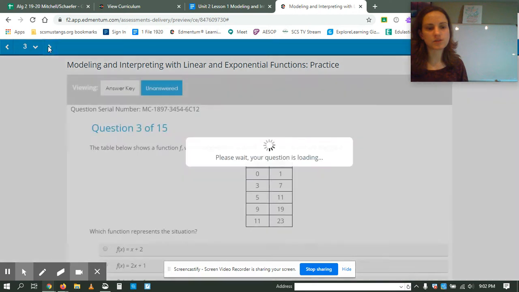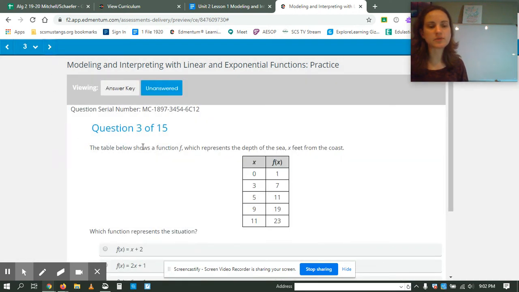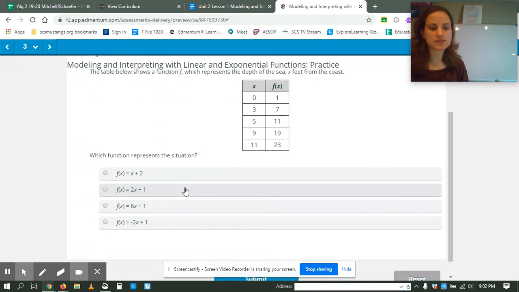Looking at question 3, the table below shows a function f which represents the depth of the sea x feet from the coast. And you take a look, we've got our table that they gave you. Which function represents the situation? And if you look, what they give us are all linear equations. So we don't have to make the decision about whether this is a linear function versus an exponential function. We just need to be able to match what's going on. So there's a lot of different ways that we can solve this.